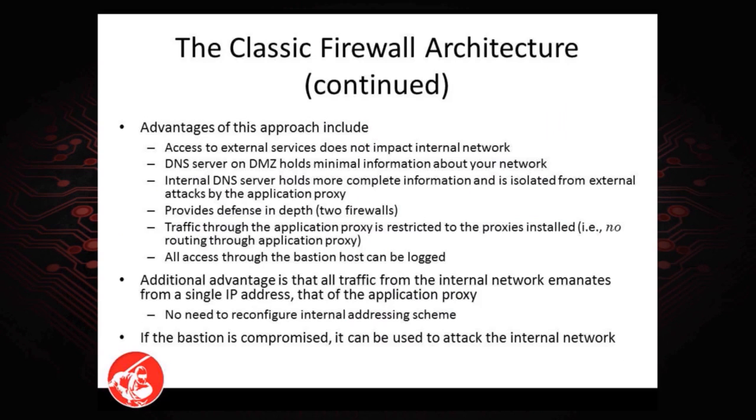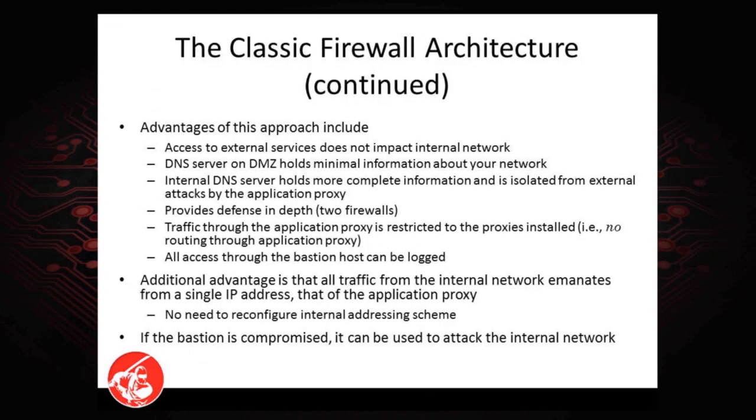Well, here are some of the problems with this, and advantages of it first. The access to external services does not impact the internal network. The DNS server, as we said, is split DNS, so the DMZ DNS has really minimal information about the network. The internal DNS holds the complete information, isolated from external attacks by the application proxy. It's 2 firewalls, 2 layers of protection. Traffic through the application proxy is restricted to the proxies installed. We can't route through the application proxy, but all accesses are logged.